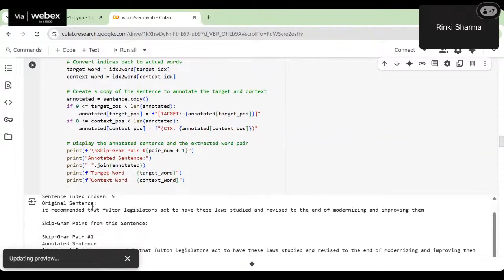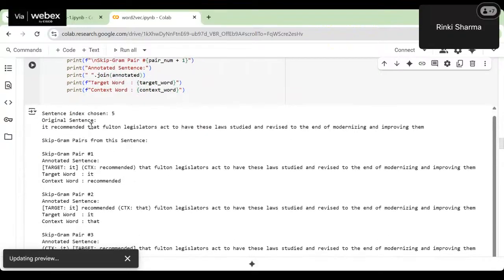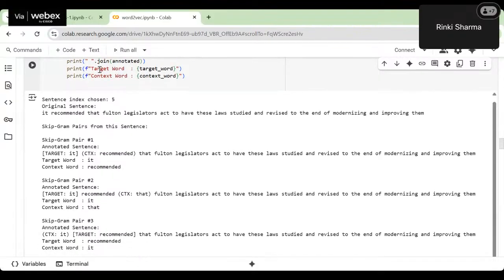So this is how the output looks like. This is our original sentence which has index 5. As we have defined our window size as 2, an example looks like this: suppose this is the first word, the target word is it. As our window size is 2 and there is no word on the left side of it, there is no neighboring word on the left side, but we can have its context on the right side.